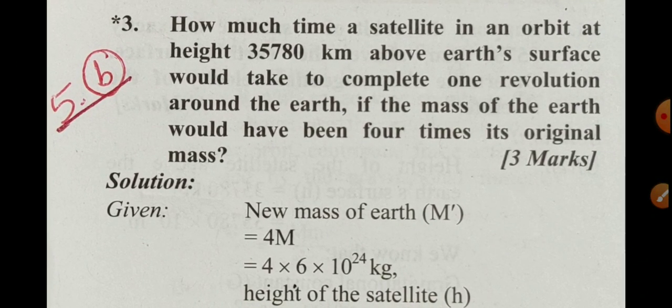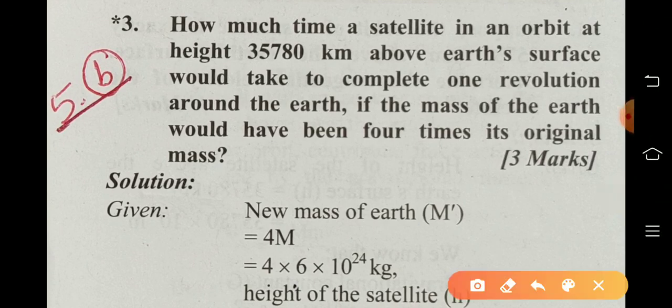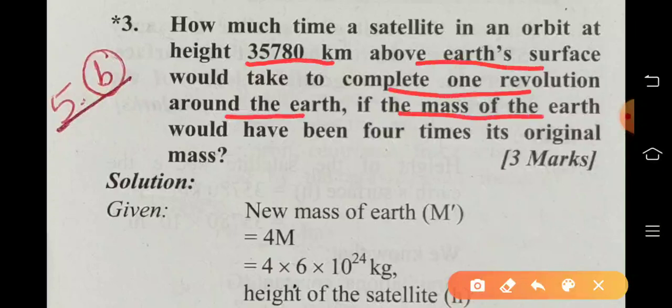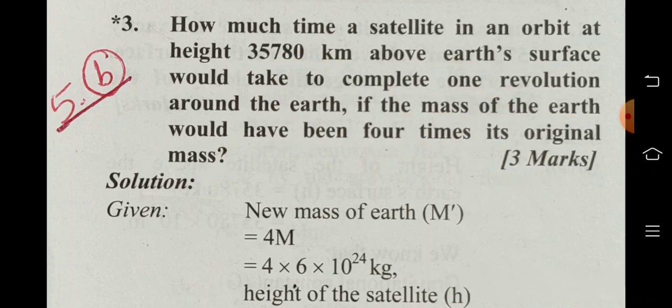How much time would a satellite in an orbit at height 35,780 km above the Earth's surface take to complete one revolution around the Earth if the mass of the Earth were 4 times the original mass? This is a 3 mark question.